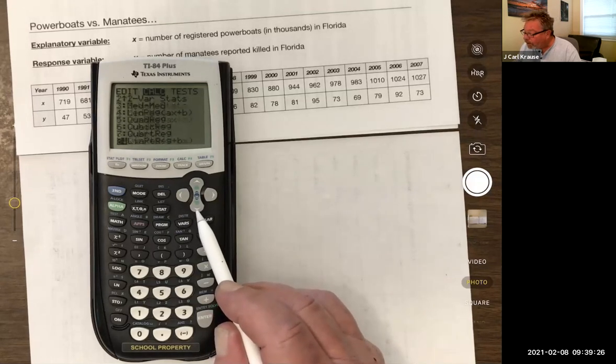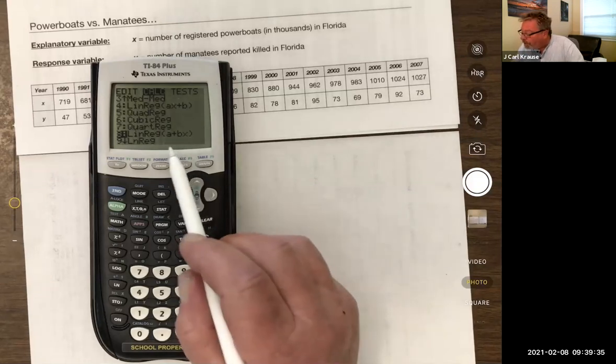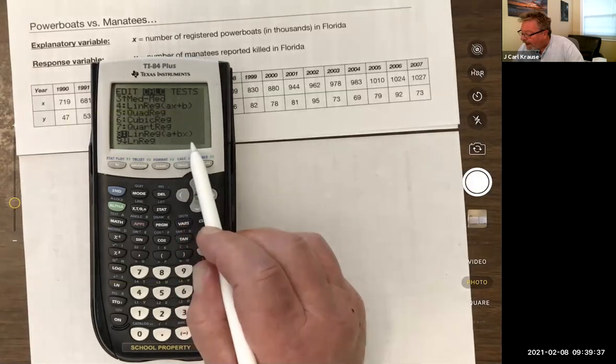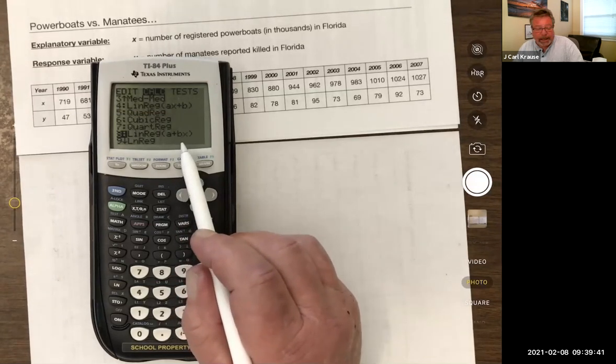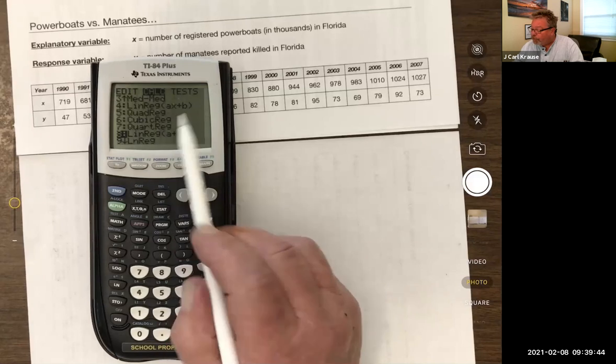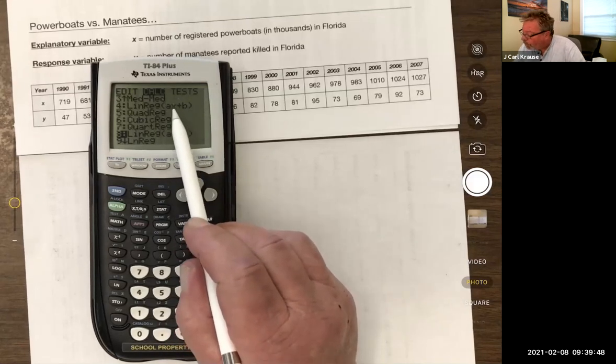Keep going. We're going to use option number 8 in this class. That's a linear regression command, but the form is different. It's a plus bx. And that's the form that we want to use in this class. Again, I want to say this very clearly. Do not use that form right there.